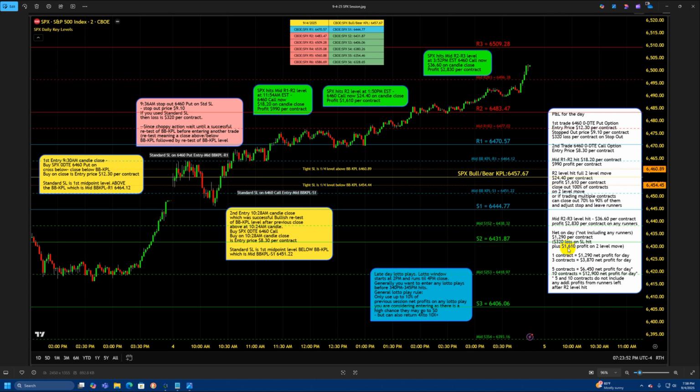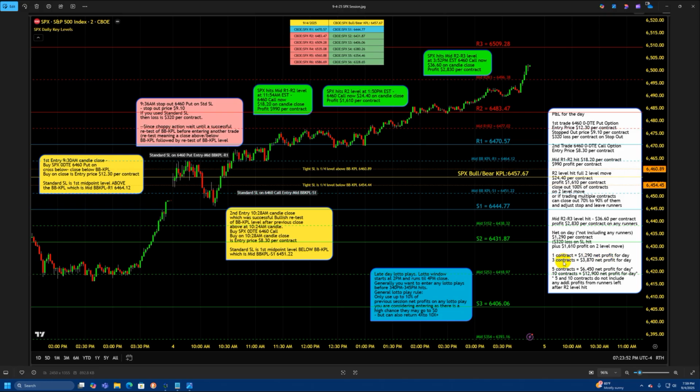That's taking $1,610 profit on the two-level move, subtracting the $320 loss. That's $1,290. If you're trading one contract, that's $1,290 net profit for the day. Of course, that's before any commissions. It just depends on your broker, whether your broker charges you commissions or not.